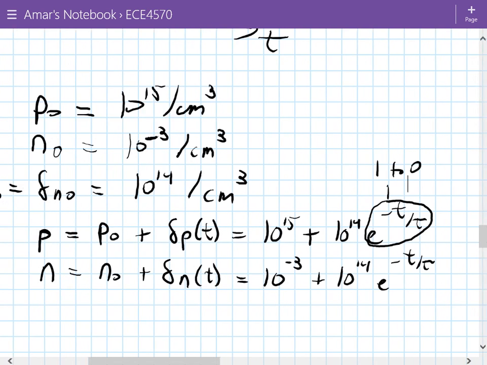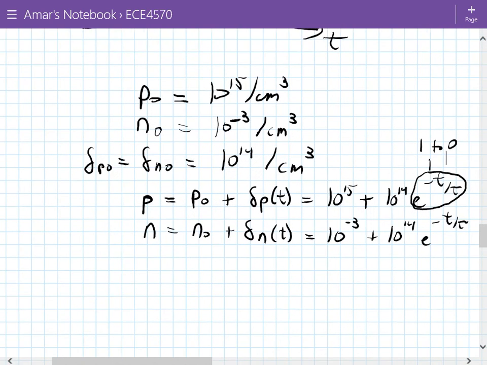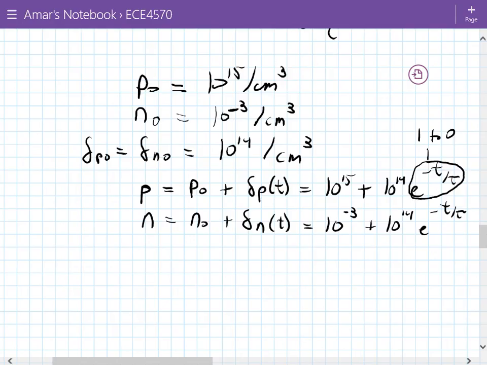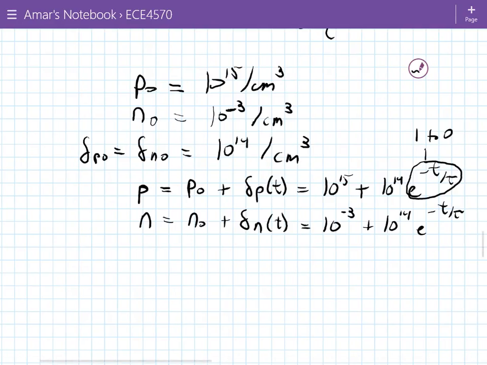And let me explain a little bit more what this means. We have a p-type semiconductor here. So this is called the majority carrier. In a p-type semiconductor, holes are the majority carrier. In an n-type semiconductor, electrons are the majority carrier. So in this case, holes are the majority carrier and electrons are the minority carrier.